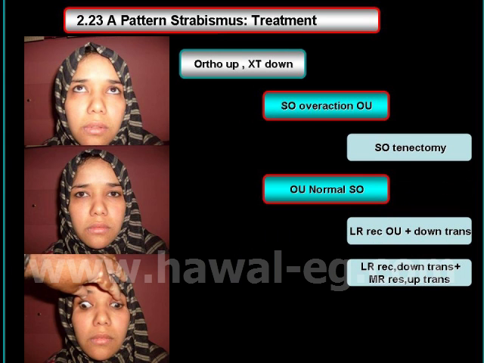In the case of orthotropia up and exotropia down, if the superior obliques are overacting, the treatment is bilateral superior oblique tenectomy. But if the superior obliques are normally acting, the treatment is bilateral lateral rectus recession with downward transposition, or recession of the lateral rectus with downward shift of the insertion and resection of the medial rectus with upward shift of the insertion.